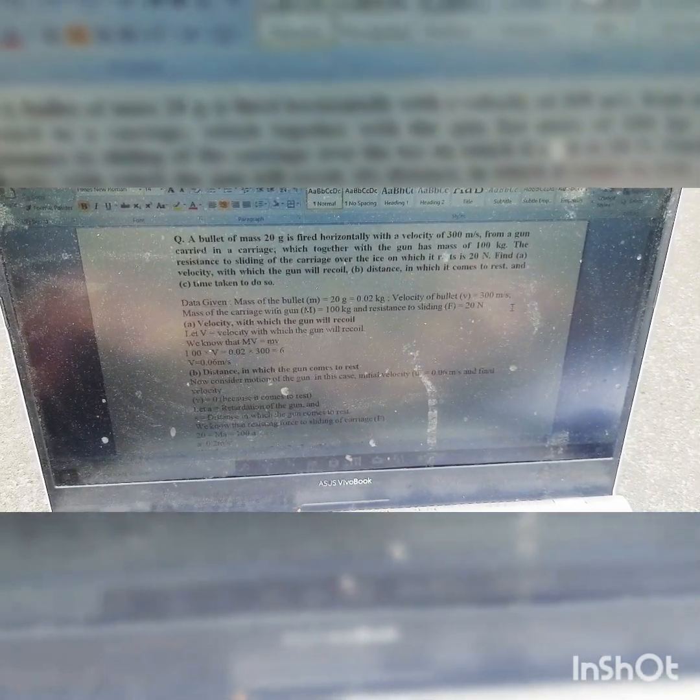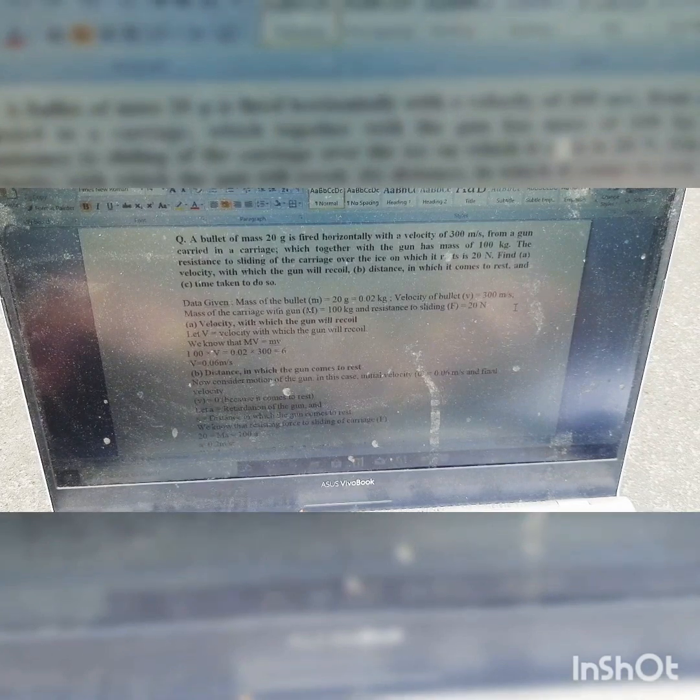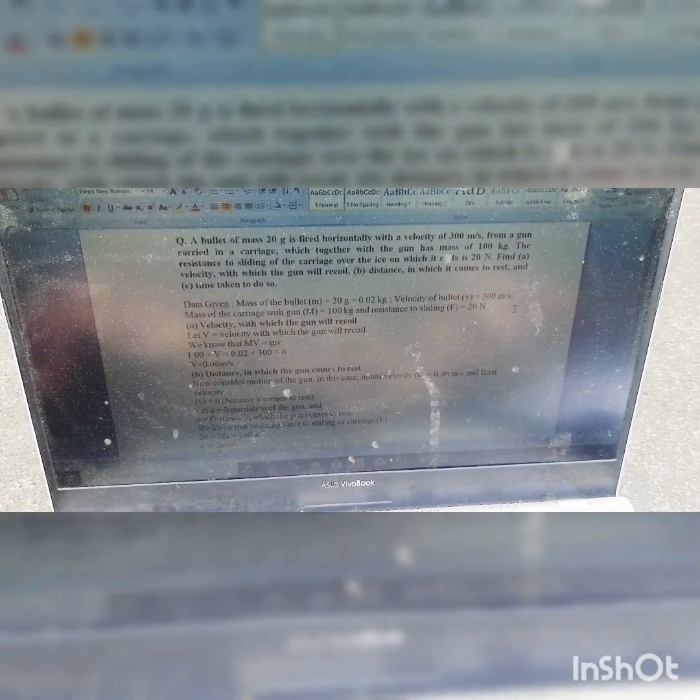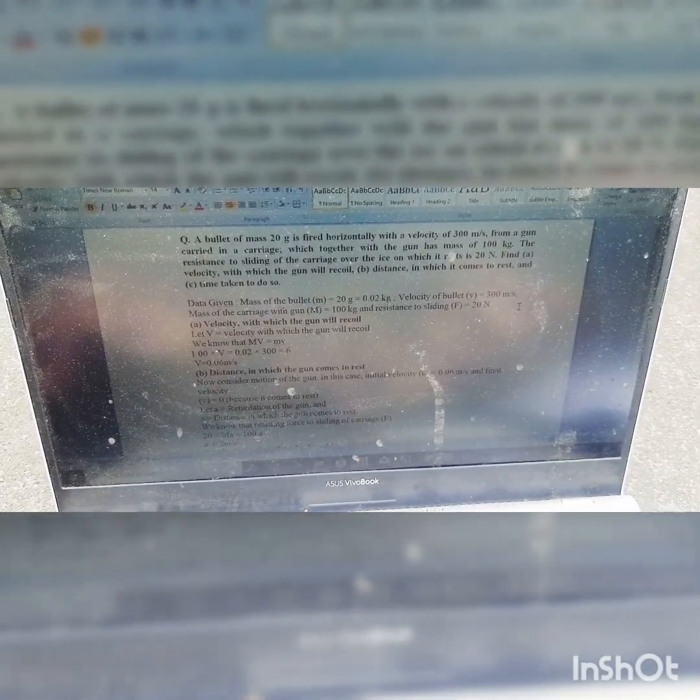So first we will find the velocity with which the gun will recoil. We will find it using conservation of momentum like the earlier question. From that we found that capital M into capital V, that is the mass of the gun with carrier into the velocity with which the gun will recoil, equals the mass of the bullet into the velocity of the bullet with which it will move forward. So we found the velocity with which the gun will recoil.